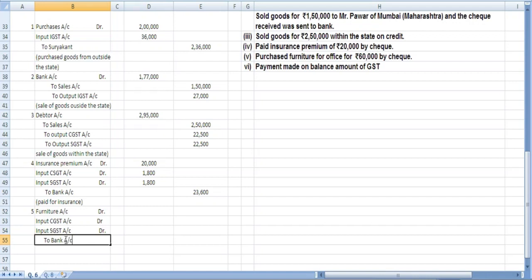bank account. So furniture is for 60,000, 9% of 60,000 is 5,400, 5,400, and to bank will come as 70,800. We'll write here office furniture purchased.